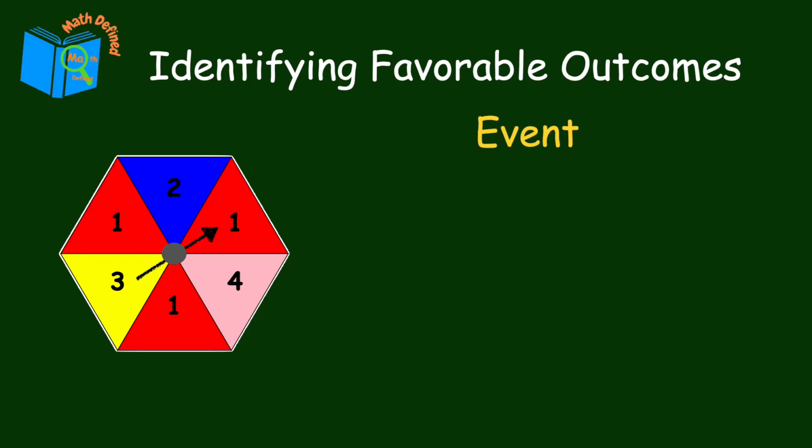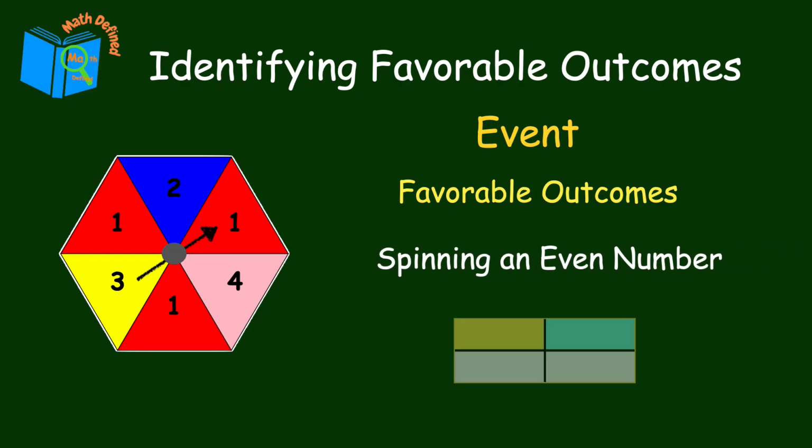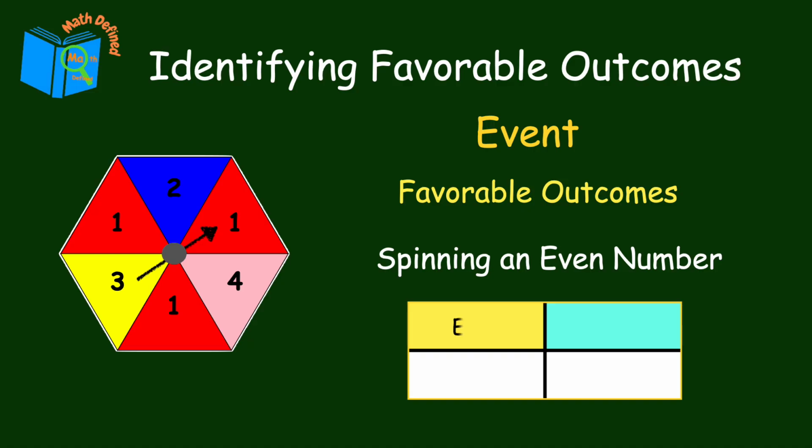An event is a specific outcome or group of outcomes you're looking at. Favorable outcomes are what you want to happen. What are the favorable outcomes of spinning an even number? We can make a table. We'll look at the number of outcomes for an even number, our favorable outcome, and then for a not even number. Looking at the spinner, we see 2 sections that have even numbers, 2 and 4. The other 4 sections have the numbers 1 and 3, which are not even. So there are 2 favorable outcomes, landing on a 2 or a 4.